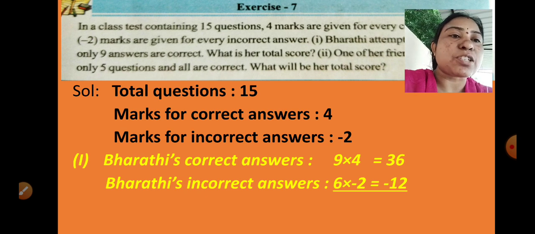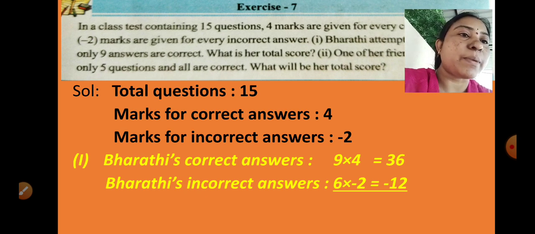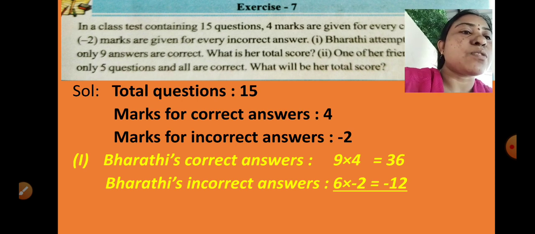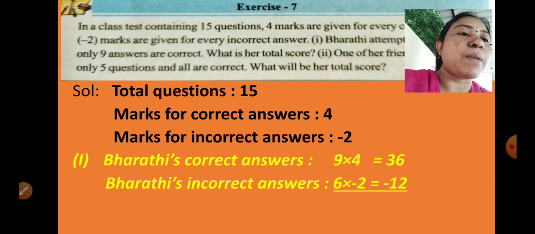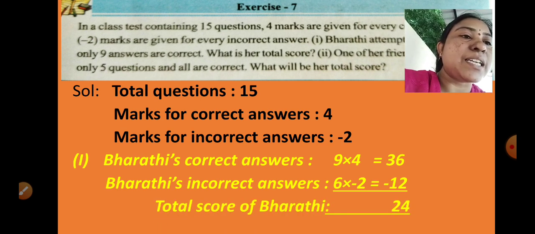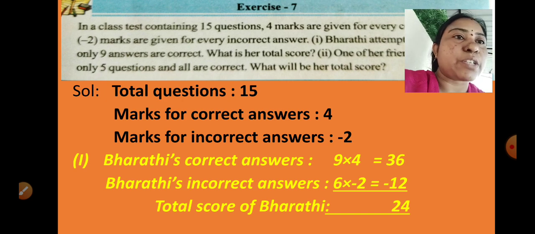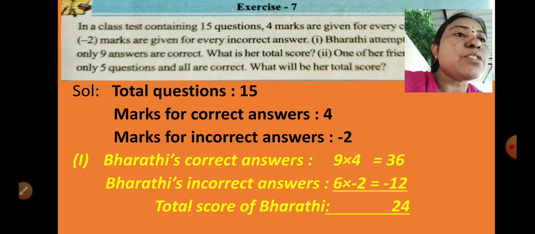Bharati's incorrect answers, how many are there? 6. 9 and 6, 9 plus 6 is 15. So for every incorrect answer the teacher gave minus 2. 6 into minus 2, 6 2s are 12, and we also have the minus. So the total score of Bharati is equal to 36 minus 12, which is equal to how much? 24. So Bharati's marks are 24.